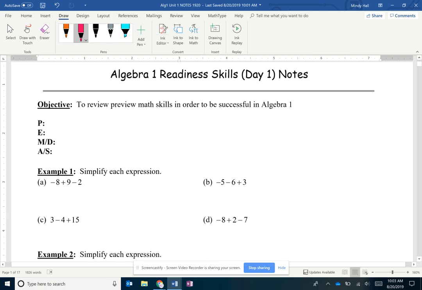All right, so we are going to jump right into Algebra Readiness Skills Day 1. So first off, we need to make sure we understand order of operations. That is, as many of you know, PEMDAS. So the P means parentheses.